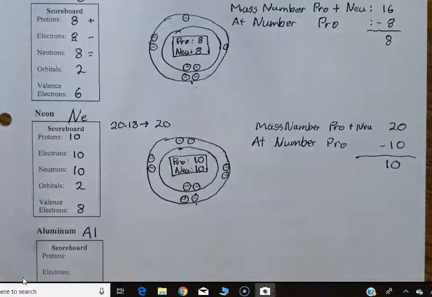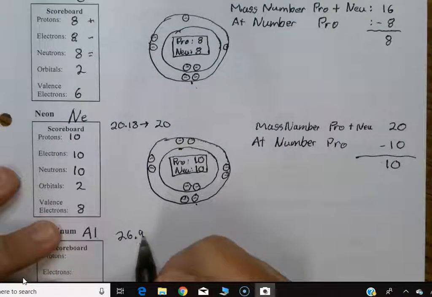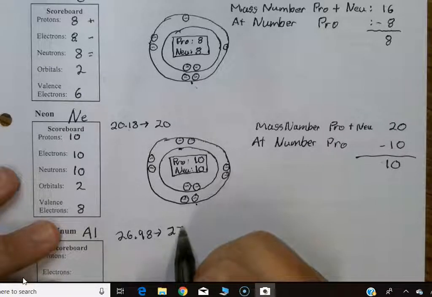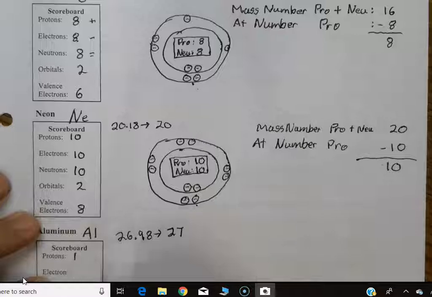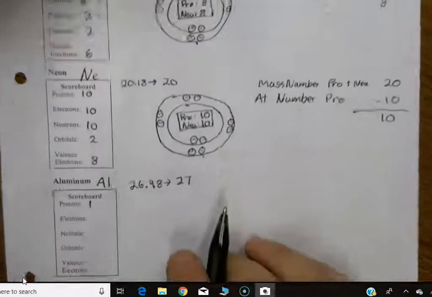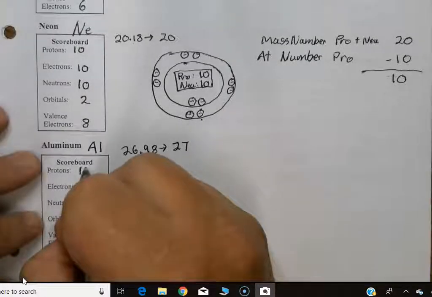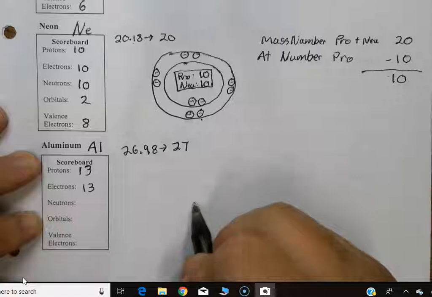All right, so we have 26.98. That's the atomic mass. The mass number is 27. Okay, and we just saw that the atomic number is 13, so it's going to have 13 protons. Let me slide that up a little. 13 protons and 13 electrons. So let's draw our nucleus here.